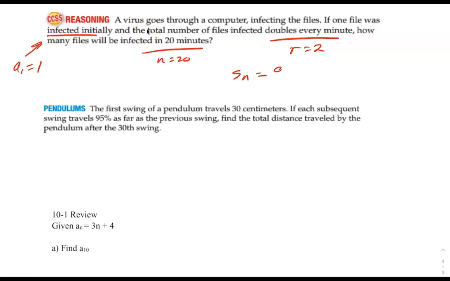Sn equals A1, 1 minus r to the n over 1 minus r. Subbing everything in. So that's 20 and 20. R is 2, and my A1 is 1. So I get 1 minus 2 to the 20th, which I have no idea what that is, over 1 minus 2. So I'm going to plug that into my calculator.